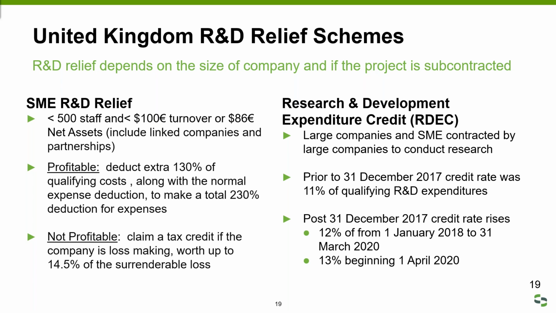Large companies, a little bit different. Prior to December 2017, about 11%. Post December 30, 2017, 12%, and then upwards of 13%. So you can see it's kind of aligning now with, quote, the United States.